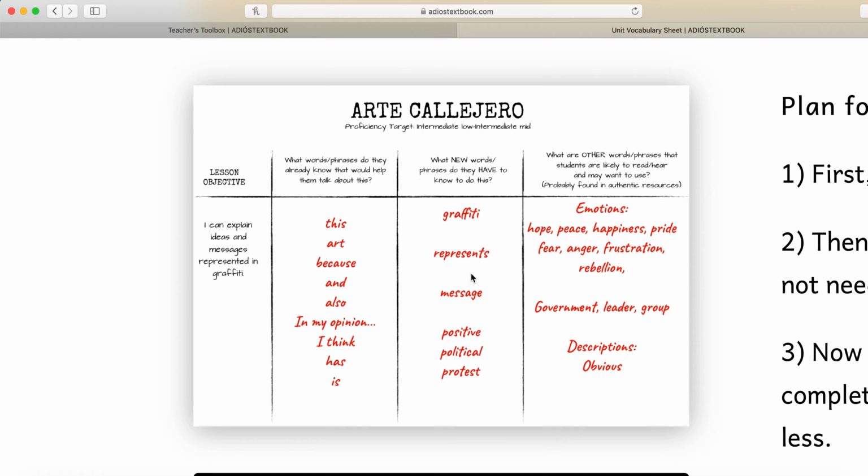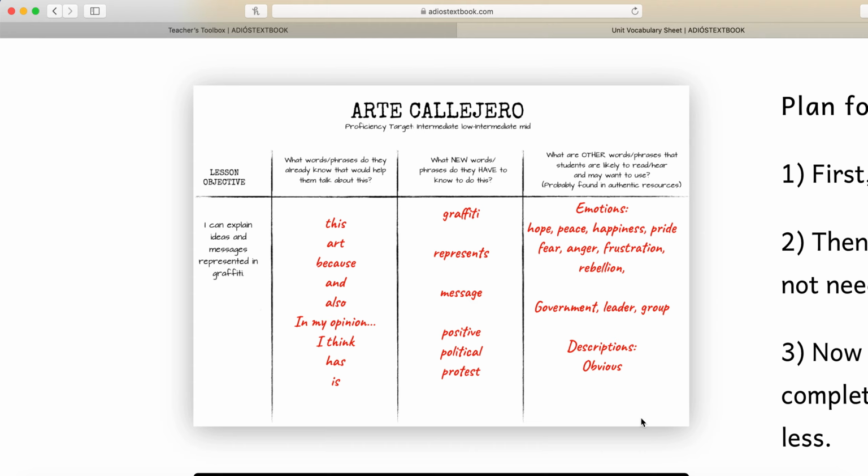I think the word represents would also be a good one to have, the word message, and during the lesson, based on what authentic resources I was using, I would say that a positive message, a political message, or a message of protest were three that I was going to focus on. They might have others, but that was the focus of my lesson. So I like to call these the function vocabulary. You've got to have these in order to complete the lesson objective.